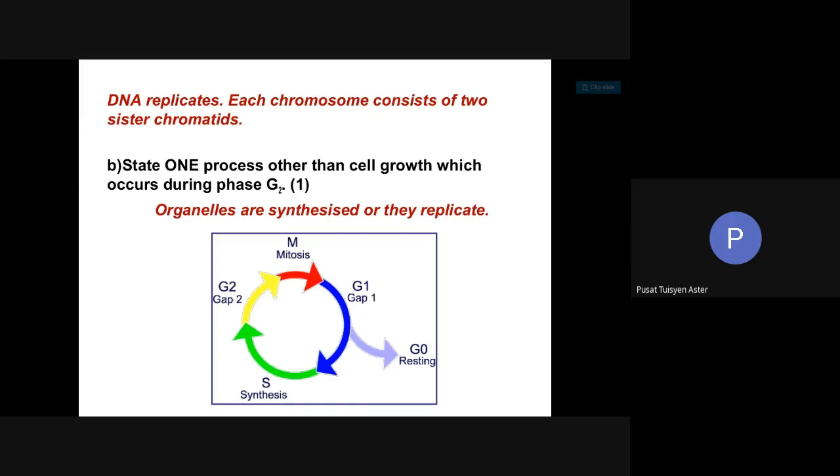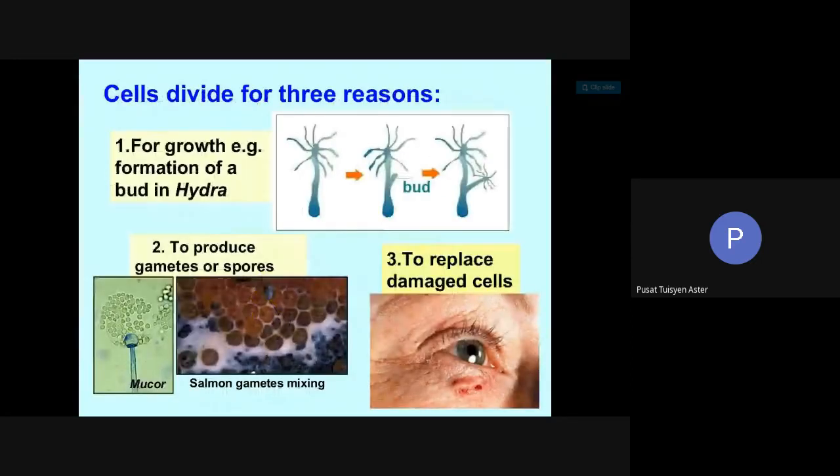Now, cells divide for three reasons. Why are we carrying out cell division? Why is the human body carrying out cell division? Simple, for growth. Okay? So, contohnya formation of bud in Hydra. So, Hydra is a species, right? Okay? So, it needs to grow, like, it's like a plant-like species. So, for the formation of bud in Hydra, for growth, cell division occurs.